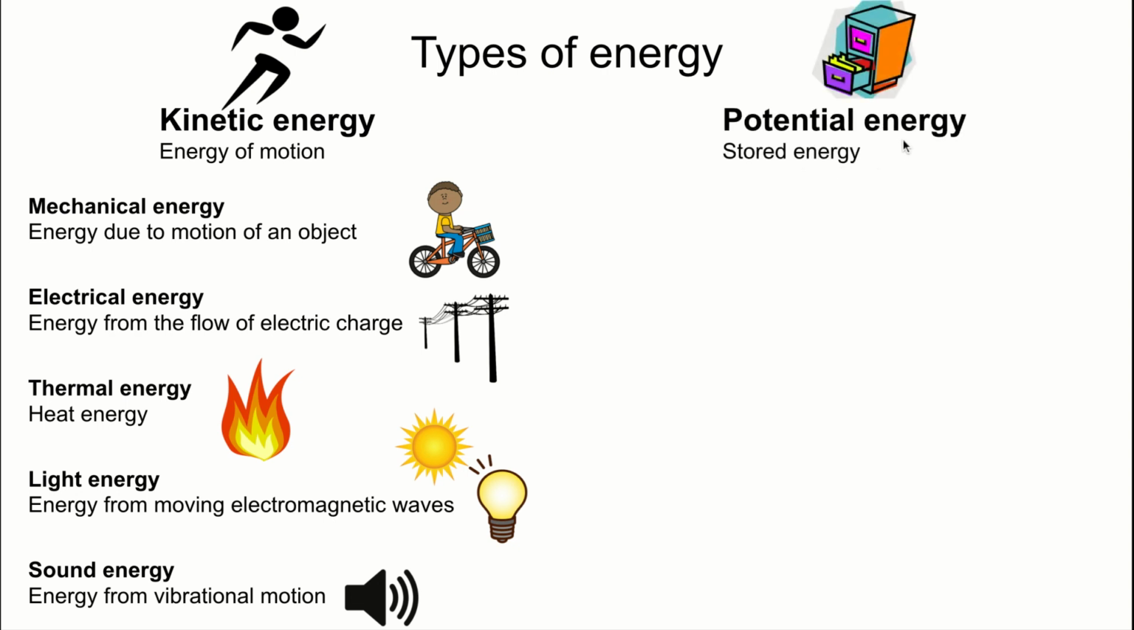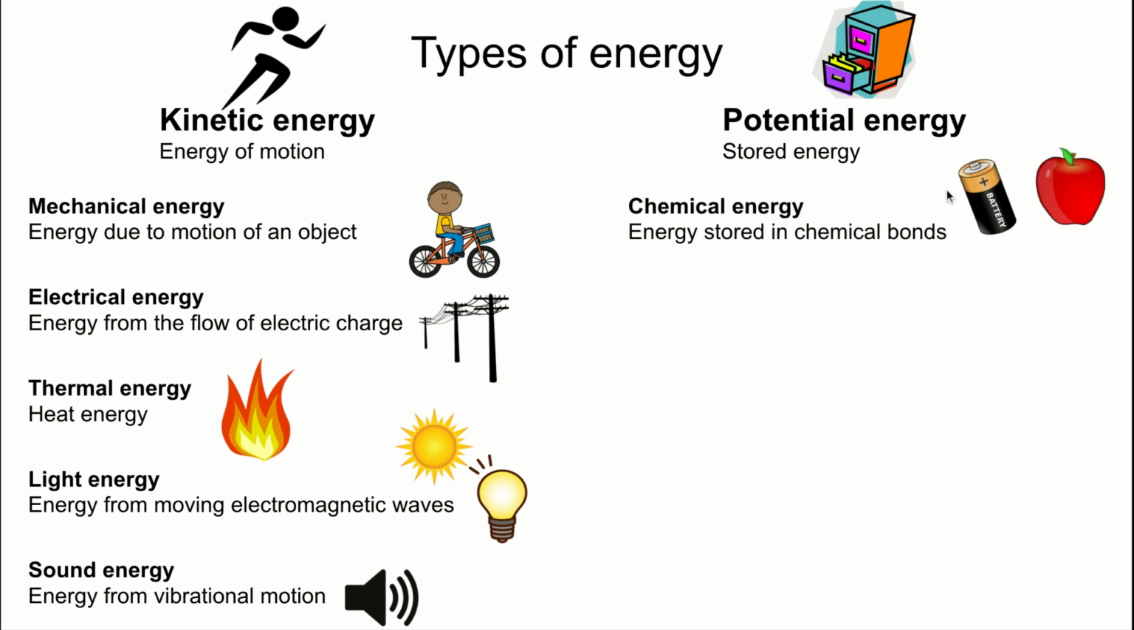This is called potential energy. So, this is energy that's stored, it's not moving, but it's waiting to be released and probably converted into kinetic energy. So, some examples of stored energy are the energy in a battery. This is chemical energy stored in chemical bonds. The energy in a battery and the energy in an apple or the food you eat is the same energy. This is all energy stored in chemical bonds.